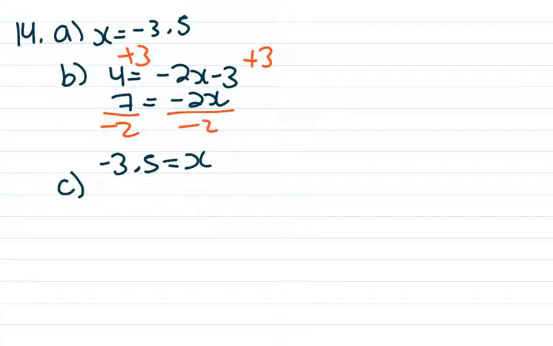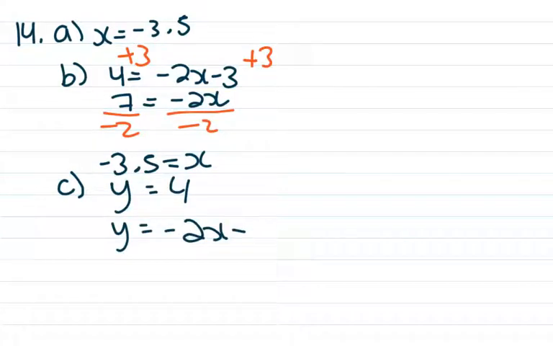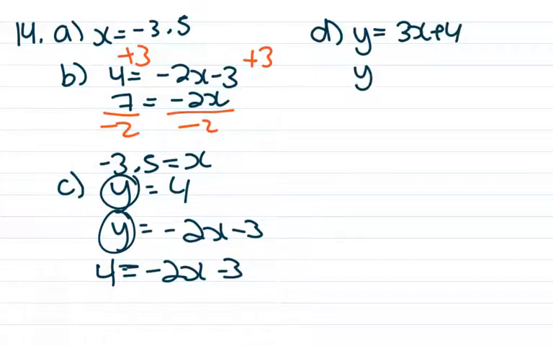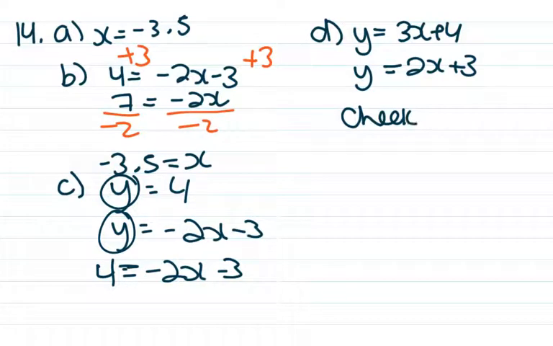Because if they both equal y, so y equals 4 and y equals negative 2x minus 3, they both equal the same thing. So that means they can equal each other. So where they intersect is the solution. And D says, how could you use this strategy to solve 3x minus 4 equals 2x plus 3? So to solve that, I would graph y equals 3x minus 4, and I would graph y equals 2x plus 3, and then check to see where they intersect.